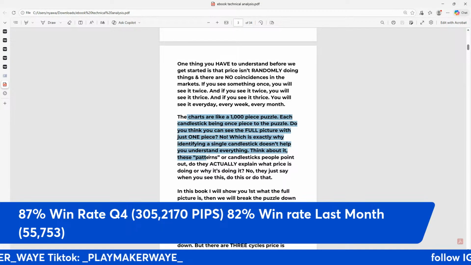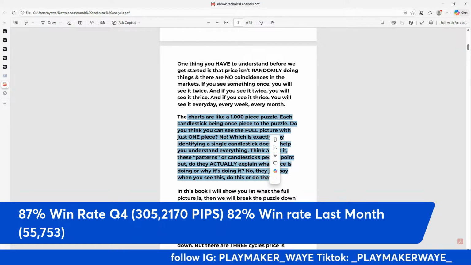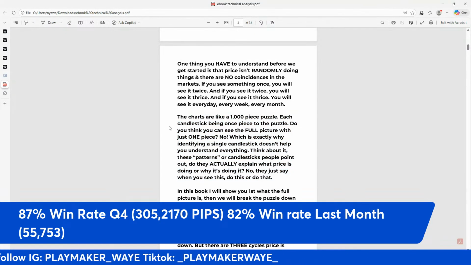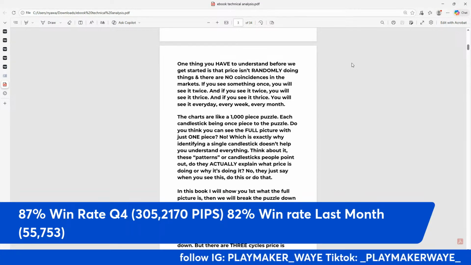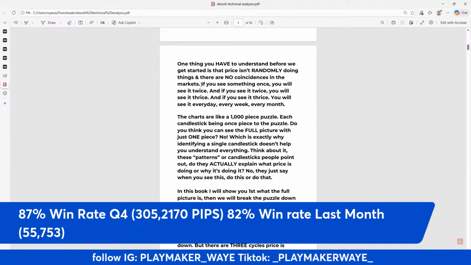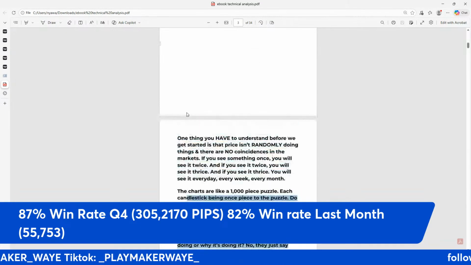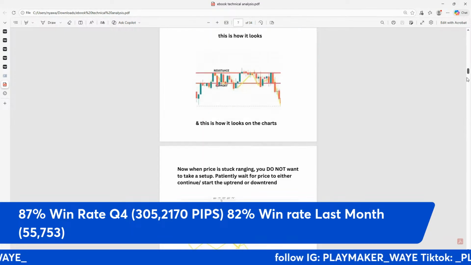Think about it. These patterns or candlesticks people point out, do they actually explain what price is doing and why it's doing it? No, they just say, well, you see this, do that. So that's why as soon as the indicator crosses the red and the blue, it doesn't do what it's supposed to do. That's why you're right back to square one, which is not knowing what's happening on the charts, right? But if you learn how the charts work, I tell you all the time, as soon as you rip the band-aid off and understand how the charts work, everything starts to make sense, all right?